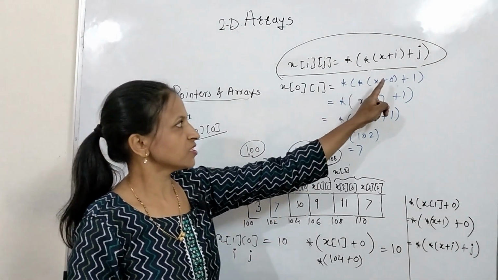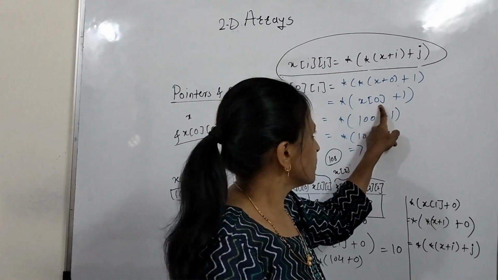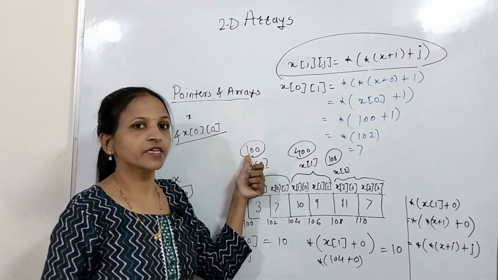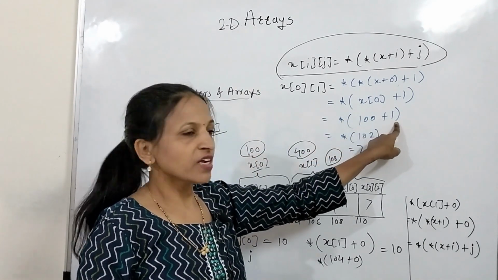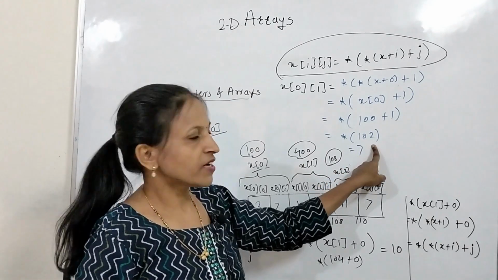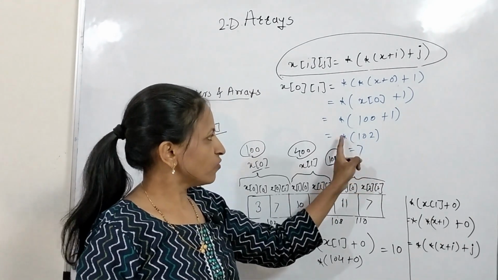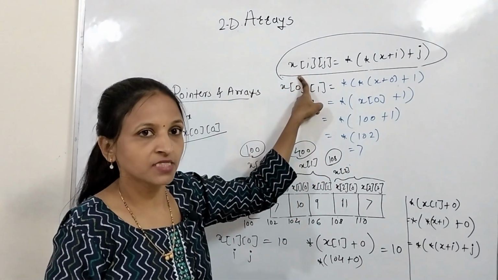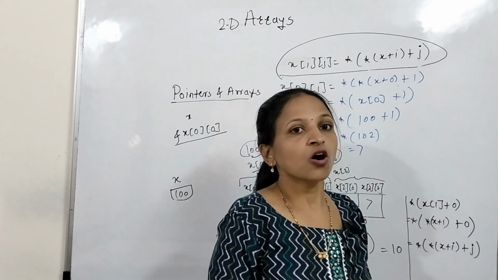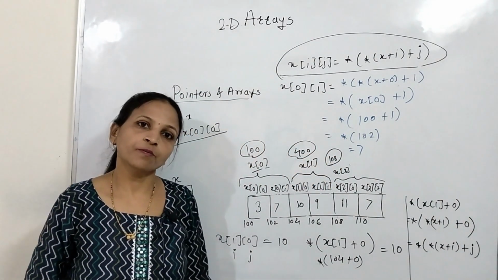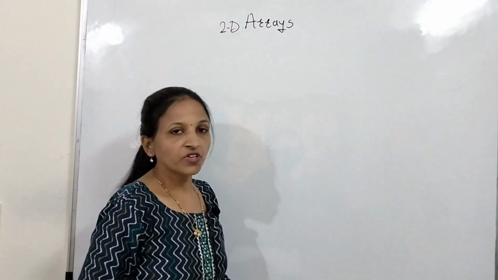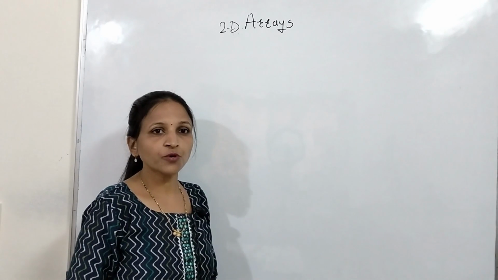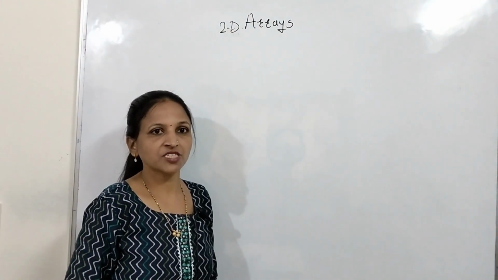Like star x plus 0 is nothing but x of 0. X of 0 means what? Base address of that individual array, that is nothing but 100 here. 100 we will get, plus 1 if we are doing, then plus 1 means 102 we will get here, and value at 102 is nothing but 7. In this way, this is the generalized formula for accessing individual elements of the two-dimensional array with the help of pointer. Getting? Now here we have covered all the basics of two-dimensional arrays, and we have done some programs with the help of these two-dimensional arrays.